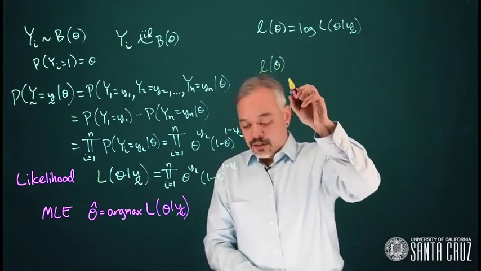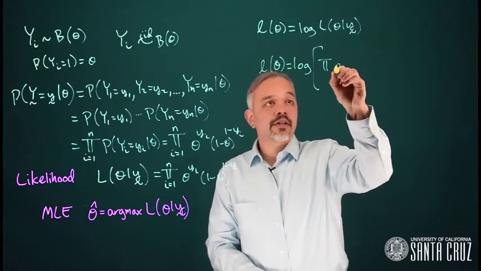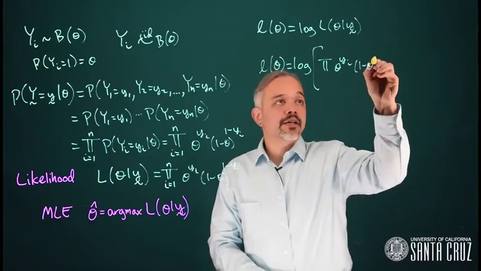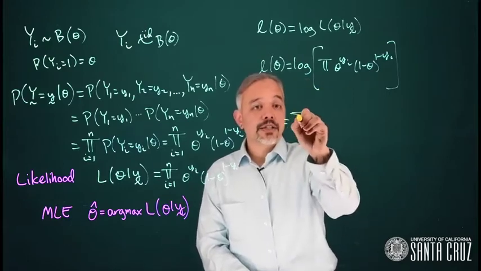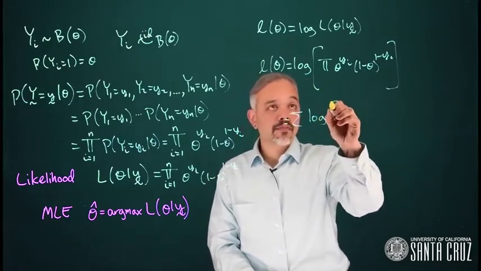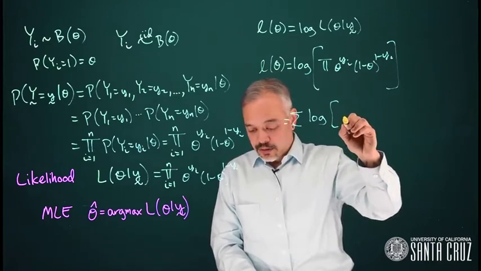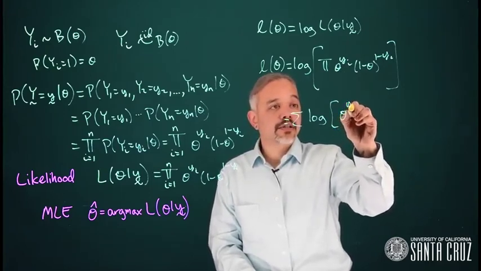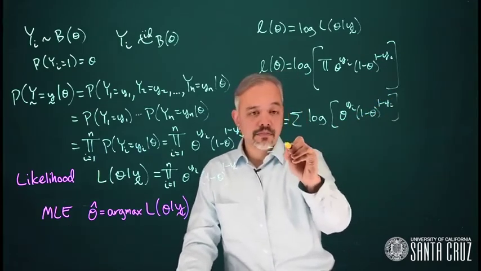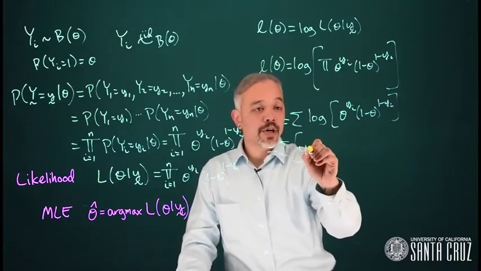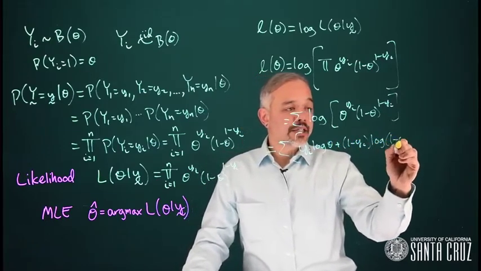So in this case, the log likelihood is the log of the product of theta to the y sub i, 1 minus theta to the 1 minus y sub i. The log of a product is the sum of the logs. And when we take the log of the inside, the log of theta to the y sub i, we'll get simplification there as well. So that becomes y sub i times the log of theta plus 1 minus y sub i times the log of 1 minus theta.